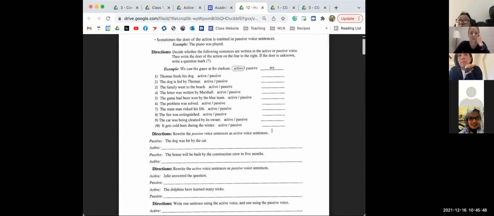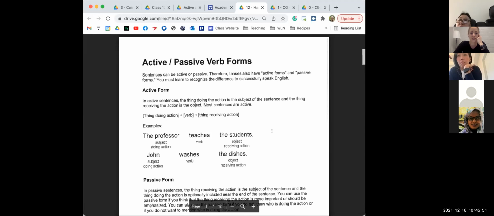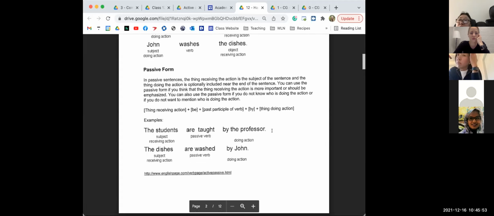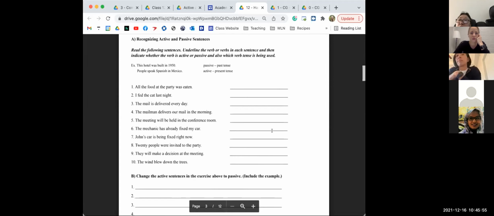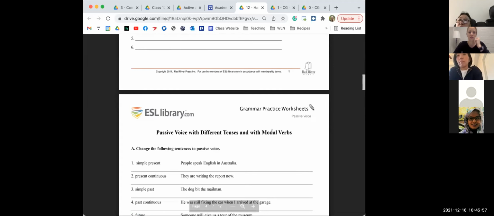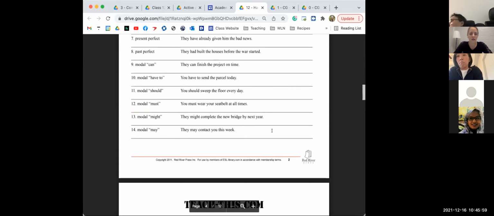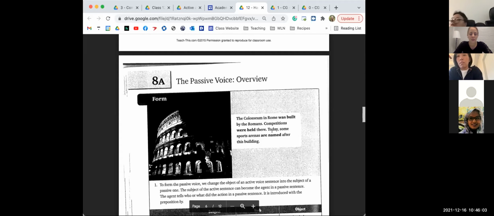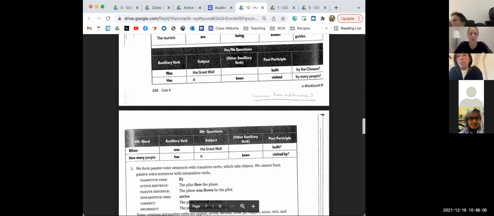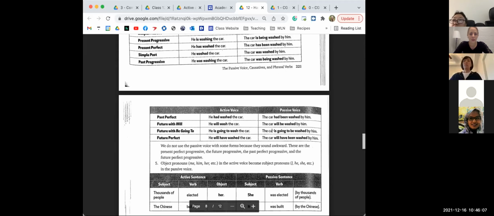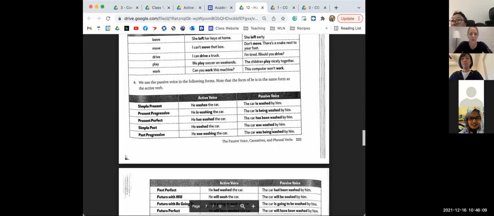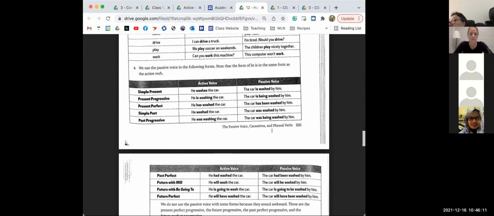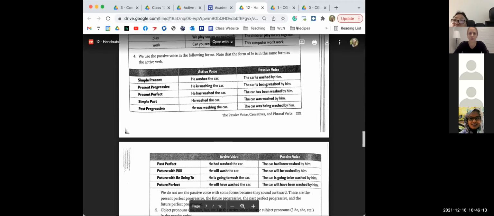All right, there's our paper, active and passive verb forms. We're going to do some more practice with identifying the passive and using different verb tenses. Okay, here it is. This is different than I remember, but this is in the handouts that are linked on the class website.